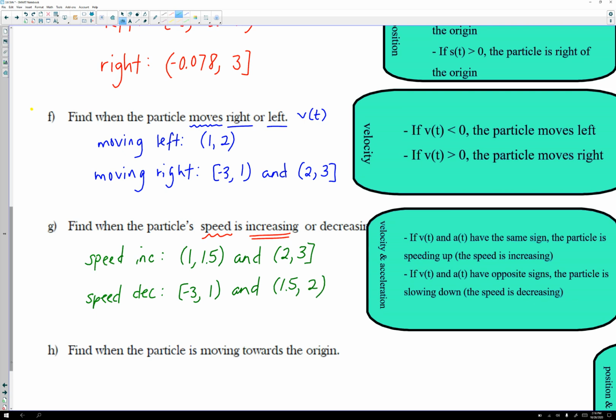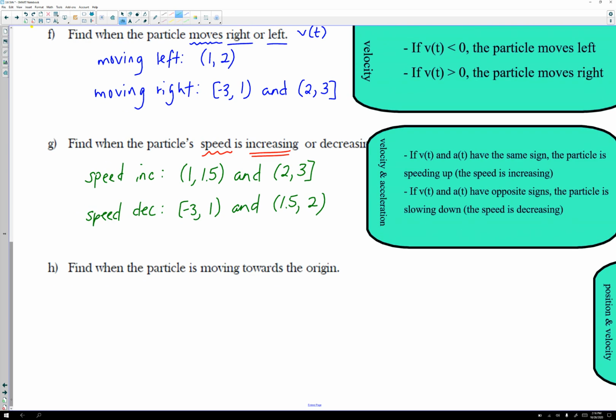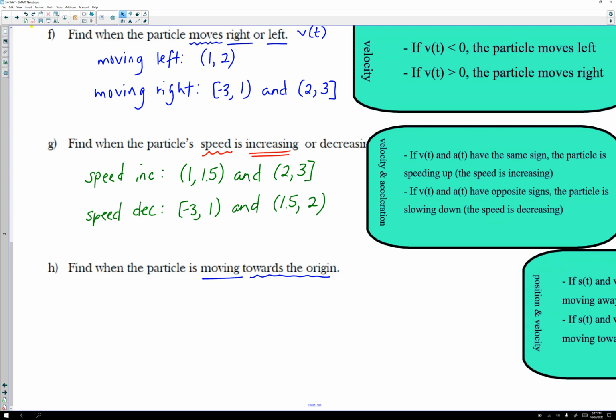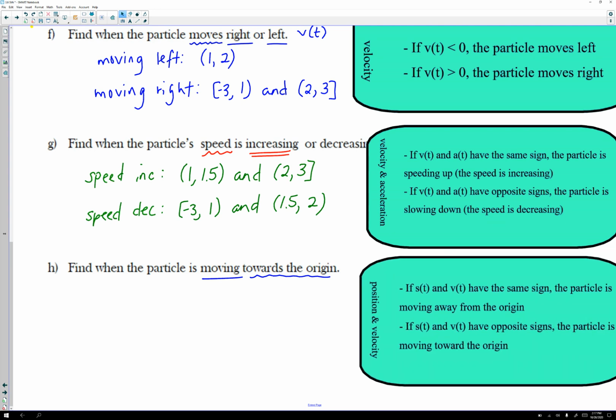All right, last but not least, find the times when the particle is moving towards the origin. Two big words here. Moving would imply velocity, right? Moving implies velocity, so we're going to have to look at velocity. But then towards the origin implies where the particle is. So that's the position. So now we are going to involve position and velocity.